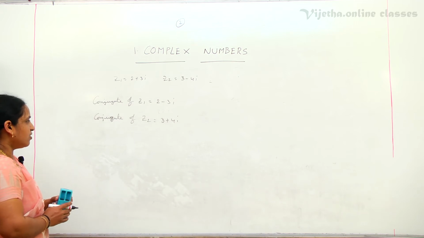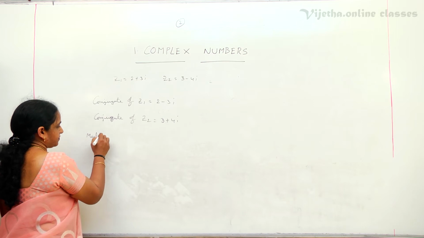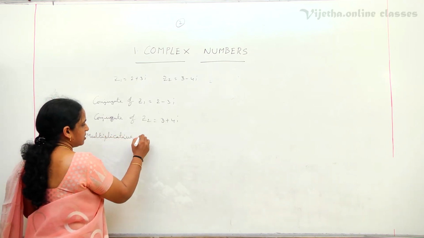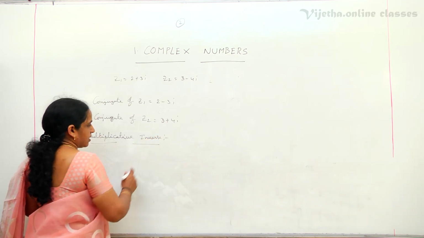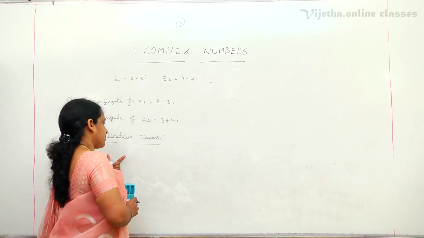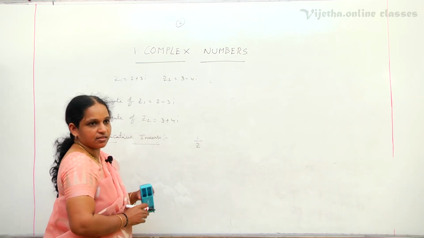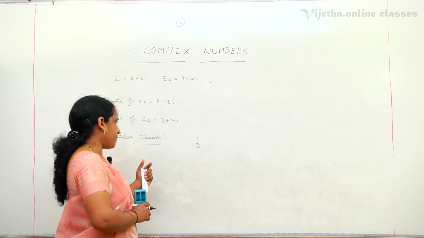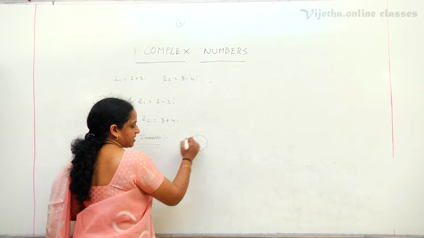Next one. What is the next definition? Multiplicative inverse. The additive inverse is minus z. What is the multiplicative inverse? The multiplicative inverse is 1 by z. Additive inverse of z is minus z. Similarly, the multiplicative inverse of z is 1 by z.